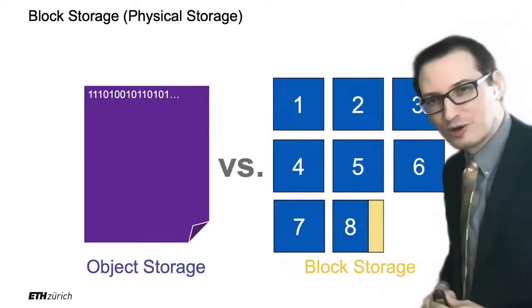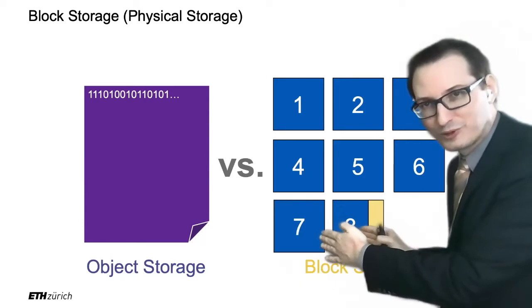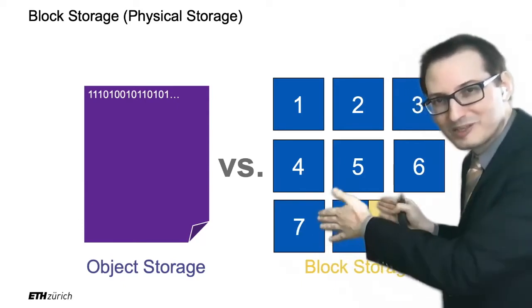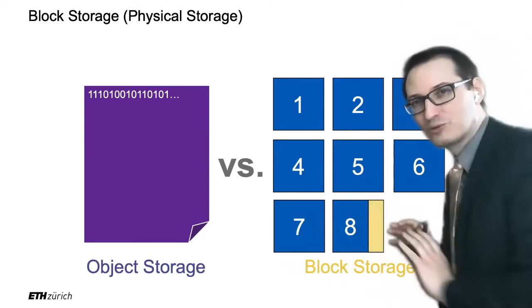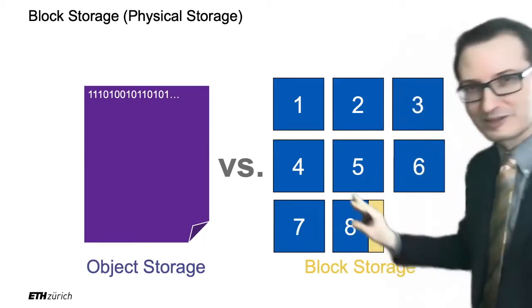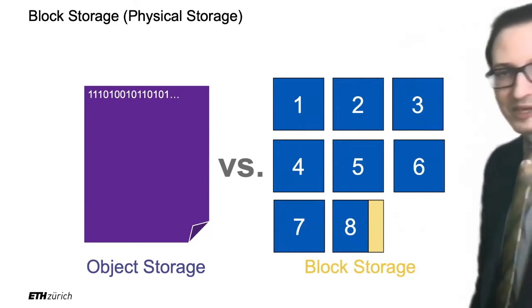What happens with the last block? Well, the last block might be a bit smaller, of course, because what are the odds that it's exactly the size of 8 blocks? So it's very likely the last one is going to be a bit smaller than the others. But all the others, they have exactly the same size.